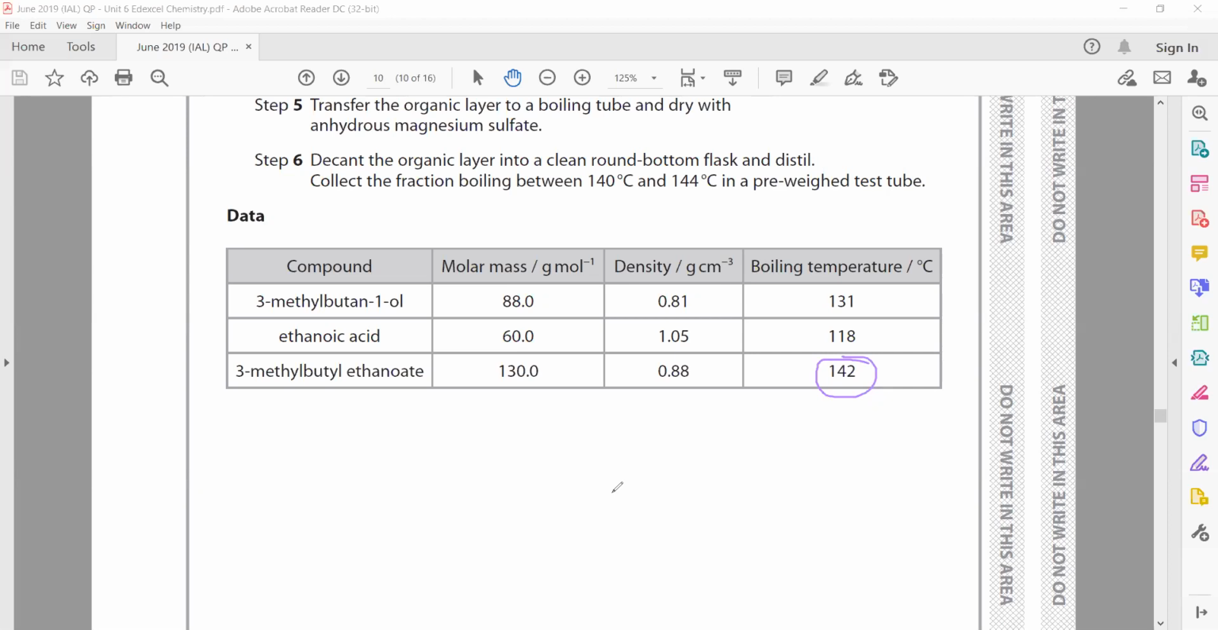Because otherwise, it may have alcohol as well. Some unreacted alcohol might be there. As you can see, for alcohol the boiling point is around 131. So if the distillate is collected at a temperature below 140, maybe some of the alcohol might also transfer to the container.